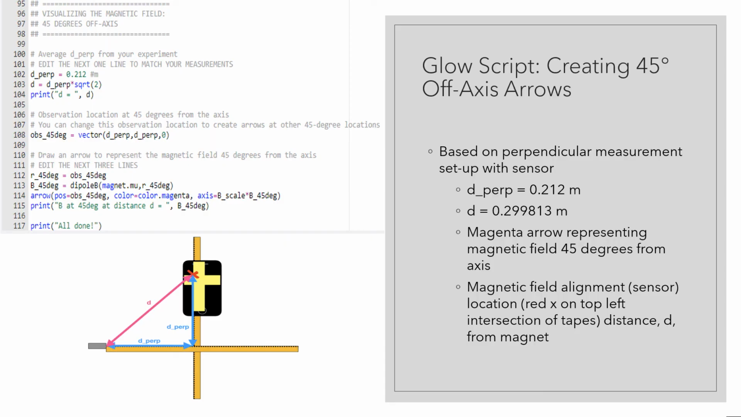The last arrow created in magenta represented the magnetic field 45 degrees off-axis based on the location of the bar magnet. The true distance was the hypotenuse of the 2 perpendicular distances, which stretched from the magnet to the intersection of the 2 tapes, which indicates the exact location of the sensor. This distance came out to be 0.299813 meters.